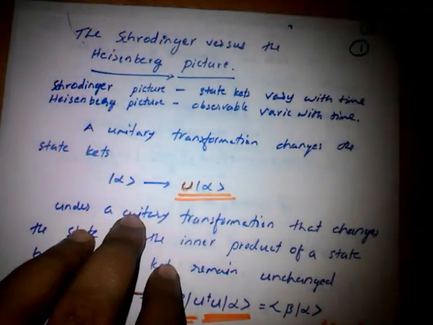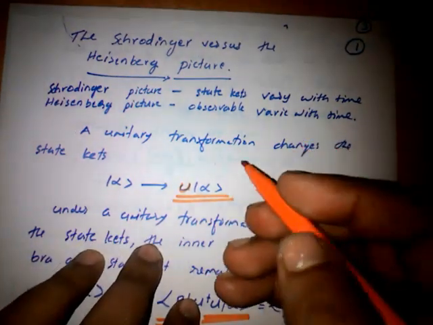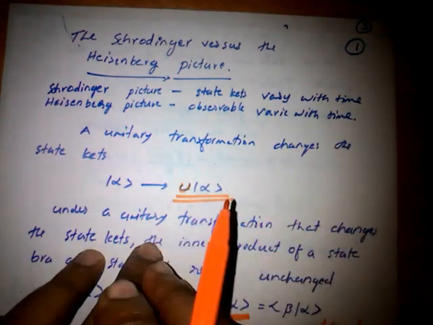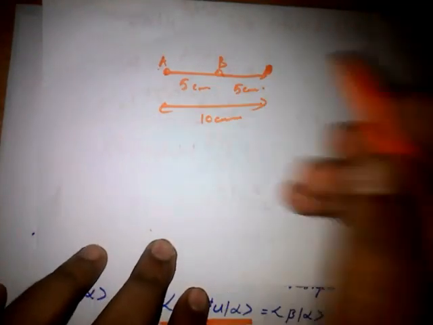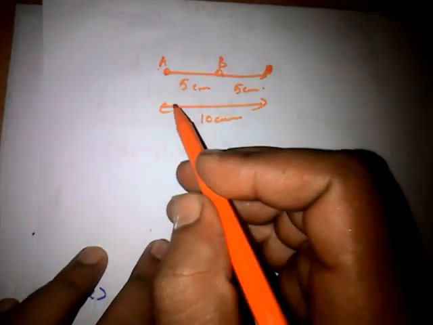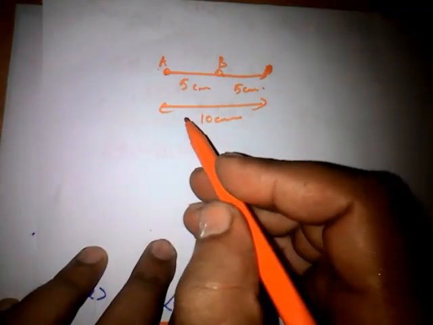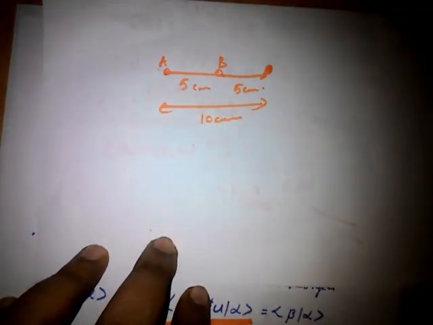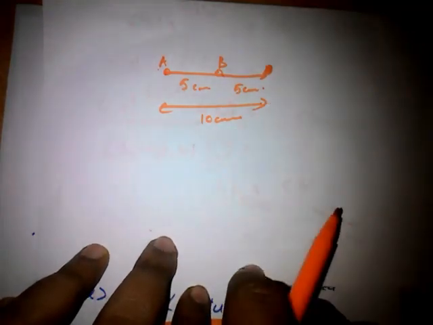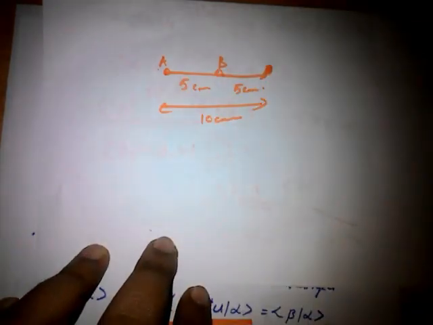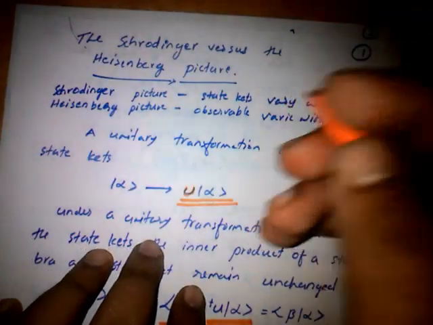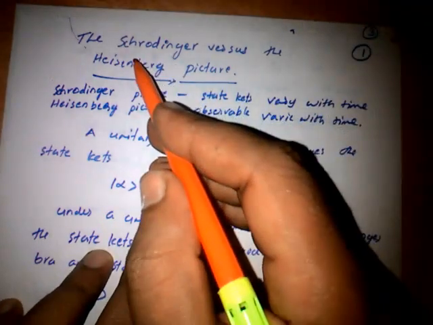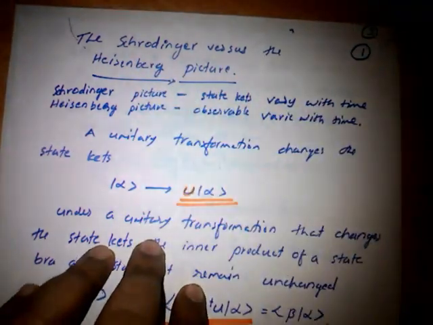Here I am going to consider two kinds of approaches. Similar to this, whether I am moving the object A or B, my concern is only the distance or displacement between these two objects. Whether I am shifting the object A or B, here I am going to consider the same concept, that is the Schrodinger versus the Heisenberg's picture.